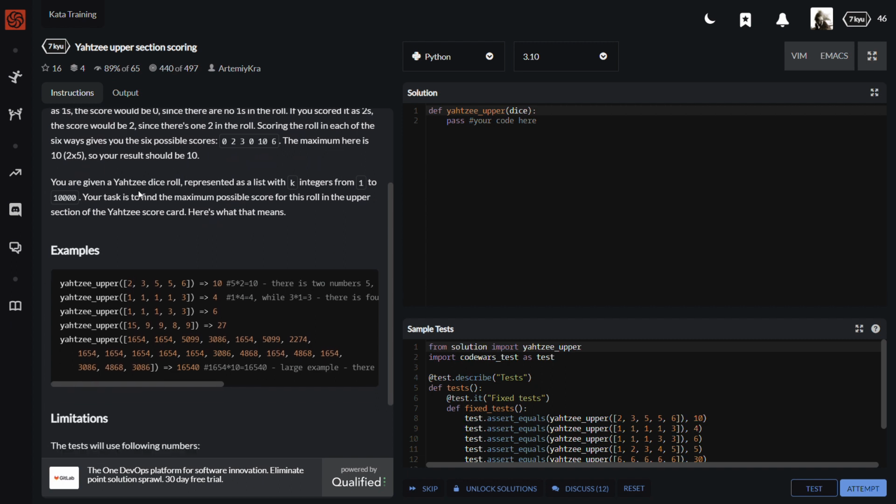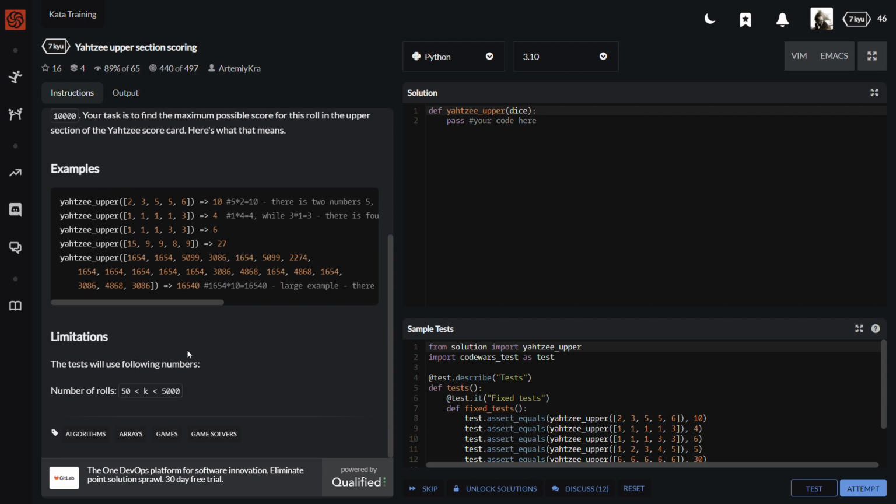You are given a Yahtzee dice roll, represented as a list with k integers from 1 to 10,000. Your task is to find the maximum possible score for this roll in the upper section of the Yahtzee scorecard. So this is the example of the Yahtzee upper section scoring.